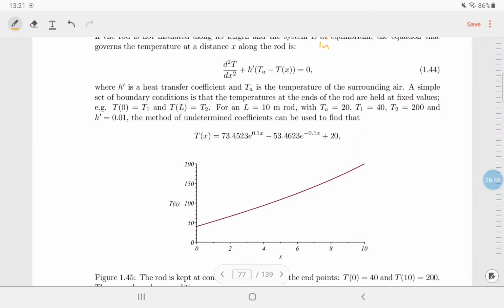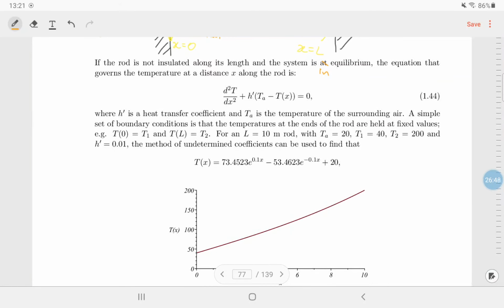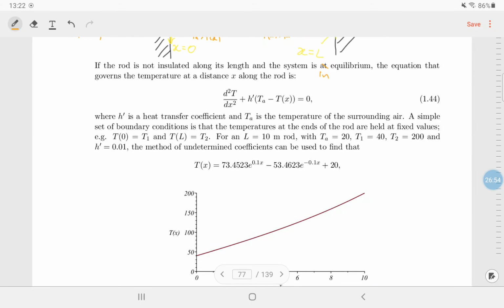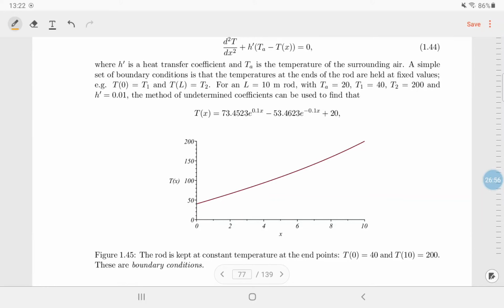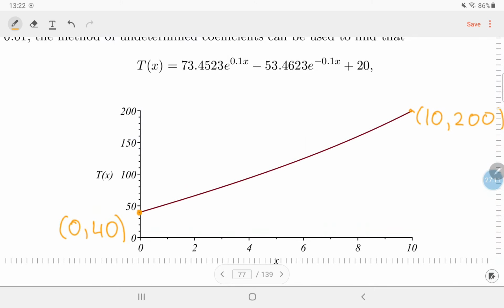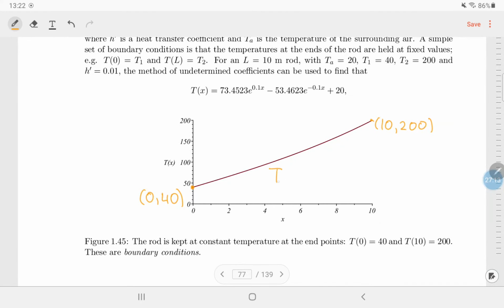The method of undetermined coefficients can be used. Can Laplace be used here as well? Not very well. But anyway, undetermined coefficients can be used, and this is the solution. So here you see at 0, the temperature is 40, and at 10, the temperature is 200. See the way you have a little bit of a dip there? That's because the air temperature is 20, so it's cooling it.